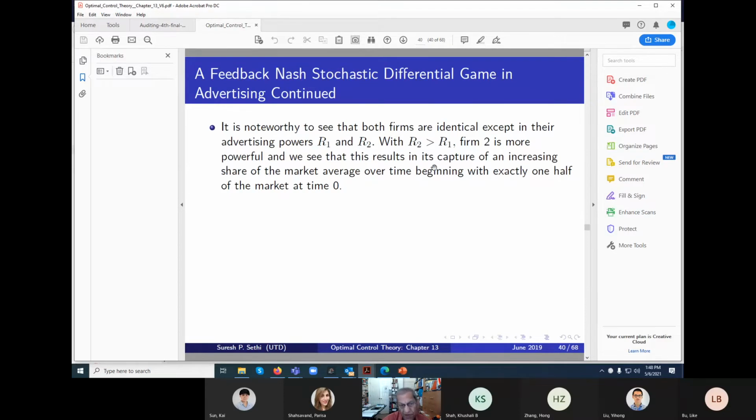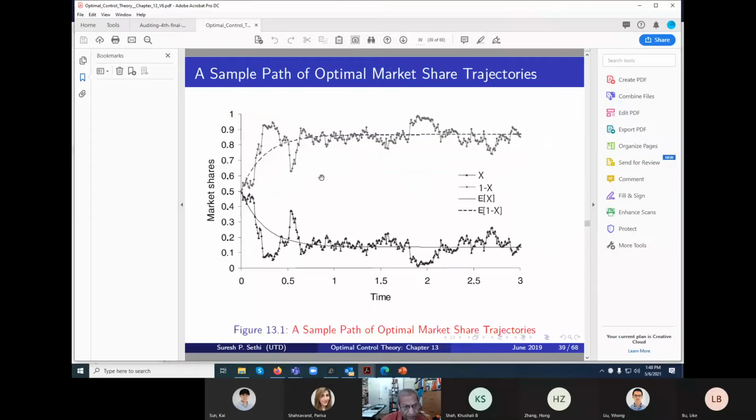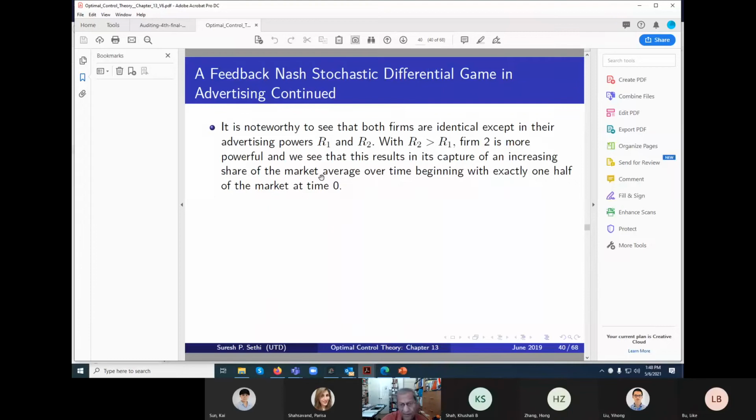So we just talked about firm being more powerful, and that was the status in 2004. And then three of us were sitting in Prasad's office, and we said, okay, we did this to Nash. Sorger already did it before us. How about Stackelberg?